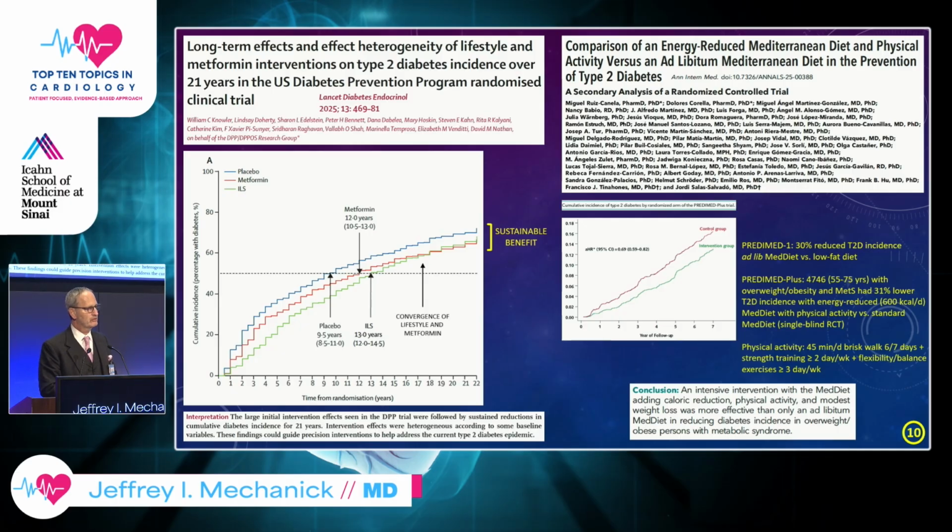Now, yeah, the curves are converging for lifestyle and metformin. Remember the 58% versus the 31%, they're converging going out to 21 years. But lifestyle on metformin really having some of that long-term benefit in terms of primary prevention, decreasing the conversion of prediabetes to diabetes.